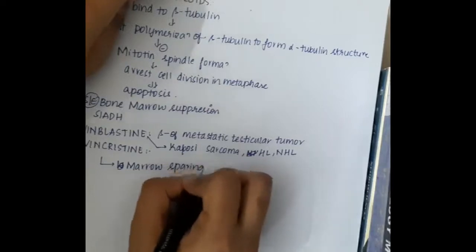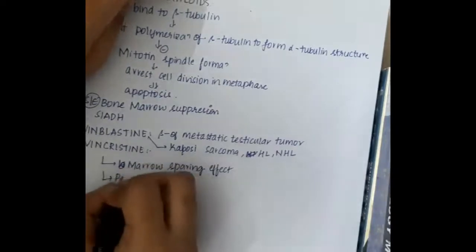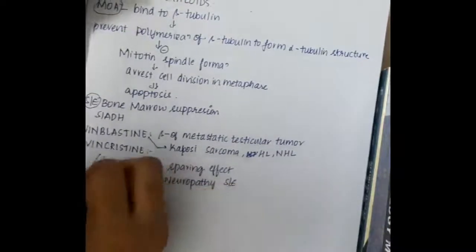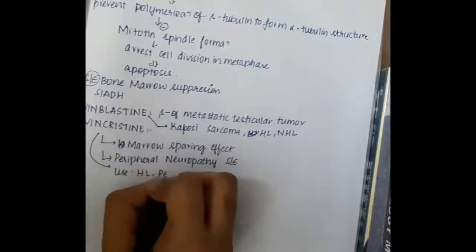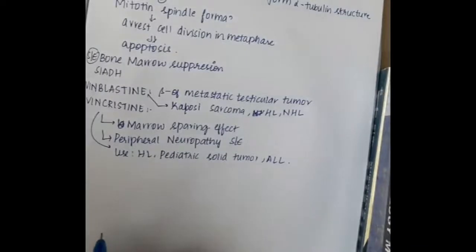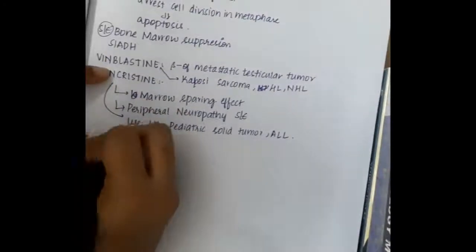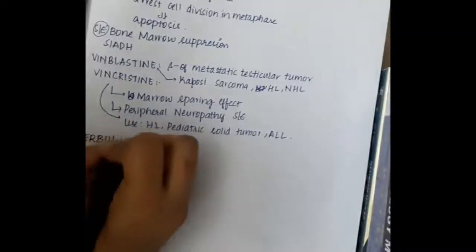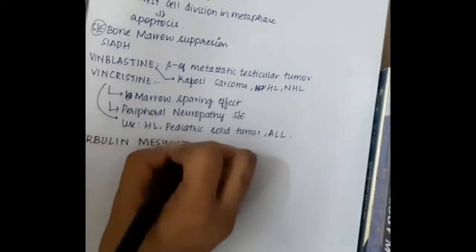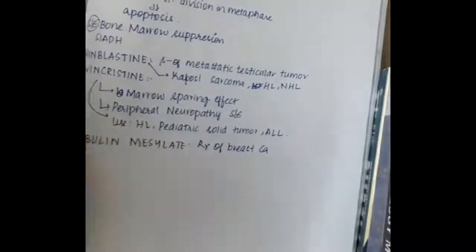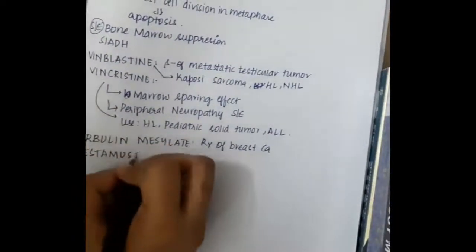Whereas vincristine has a marrow sparing effect. It causes the side effect of peripheral neuropathy, and vincristine is used in Hodgkin's lymphoma, pediatric solid tumors and acute lymphoblastic leukemia. Then we have the next drug, which is eribulin mesylate. This eribulin mesylate is used in the treatment of breast cancer.